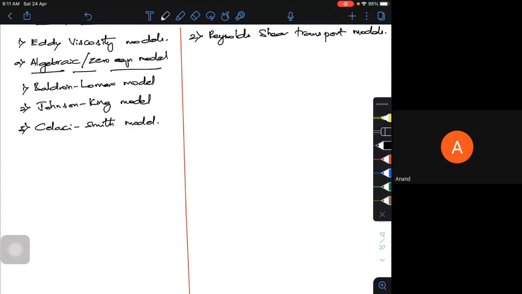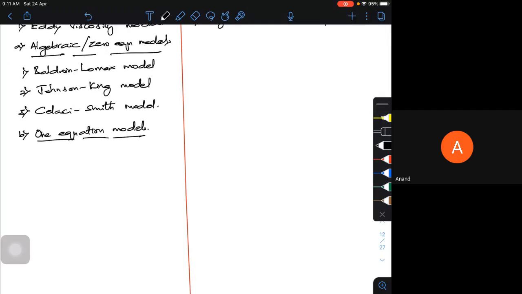Okay. So then the second one is the one equation model. Under this we'll try to look into one or two, in another couple of classes. Maybe Prandtl's mixing length model, or maybe the K omega model, K epsilon model. We'll try to look into one or two models. That should be enough, because we can't look into each and every model.